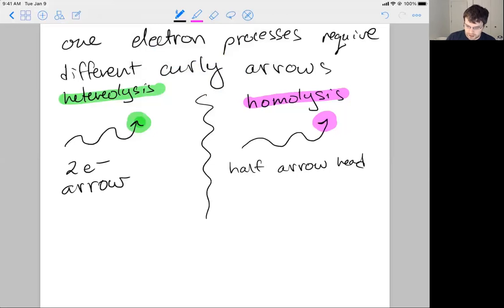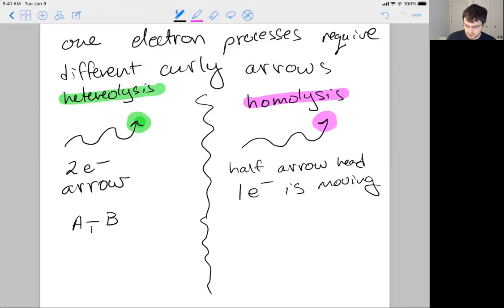So a half arrowhead indicates 1 electron is moving. A full arrowhead moves 2 electrons, such as both electrons in the covalent bond. But a half arrowhead suggests that only 1 electron is moving, such as in a homolysis process. So let's look at some examples of these.